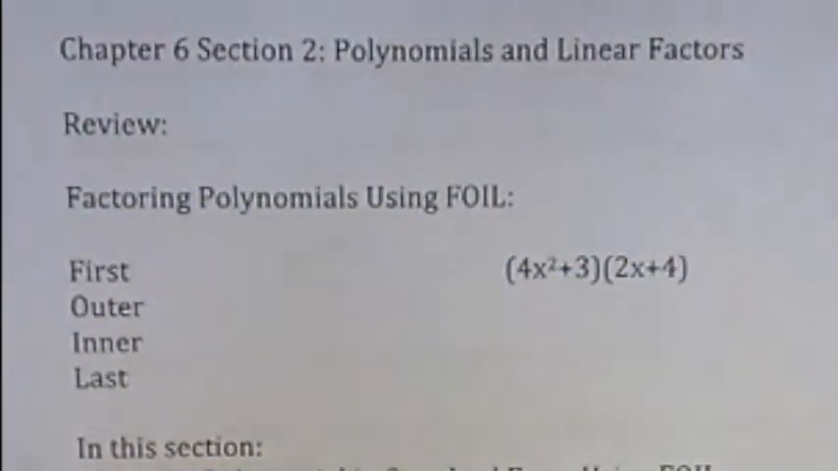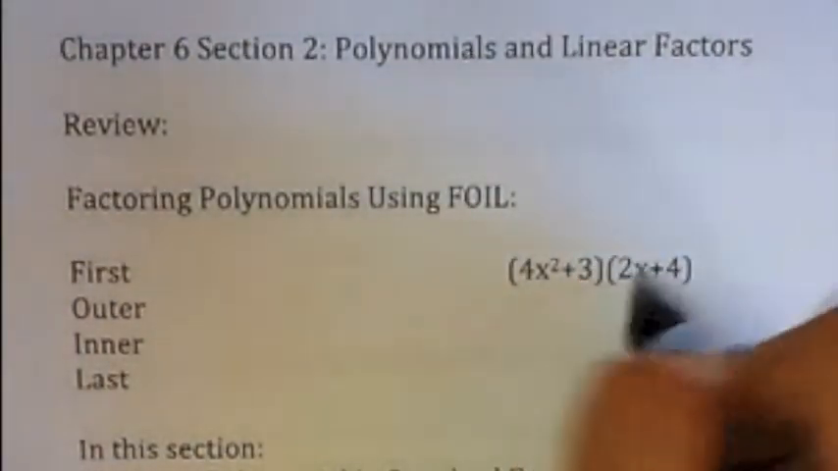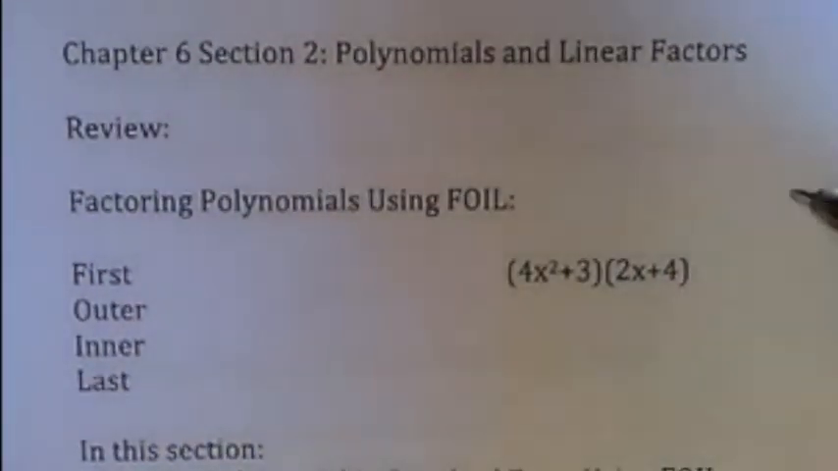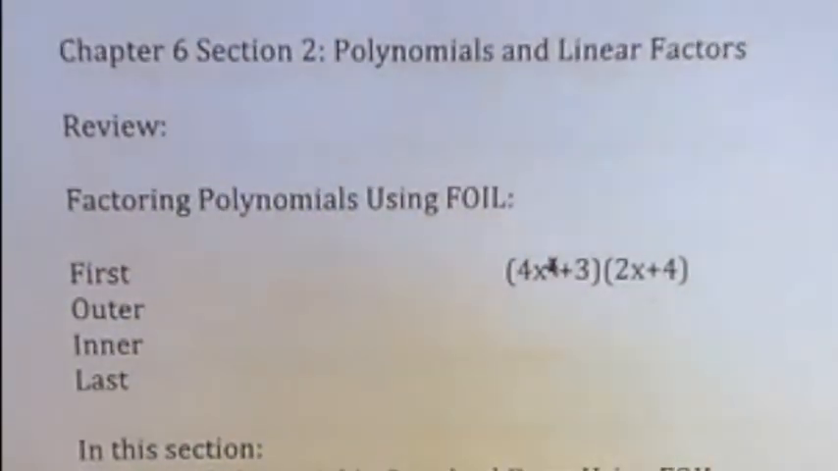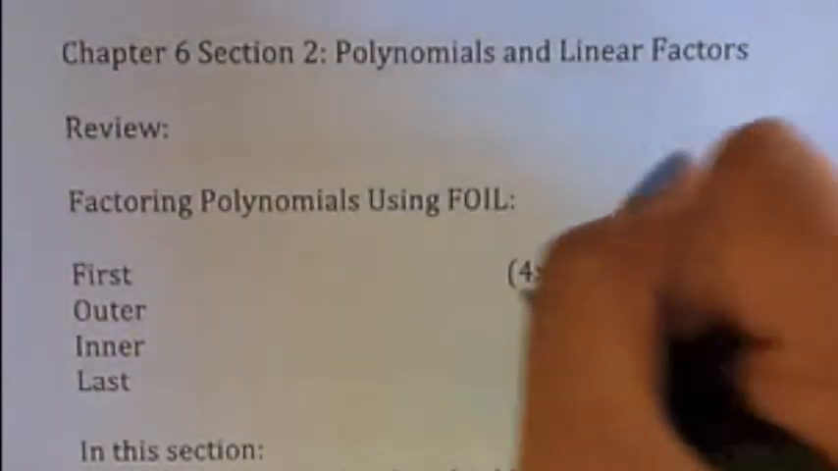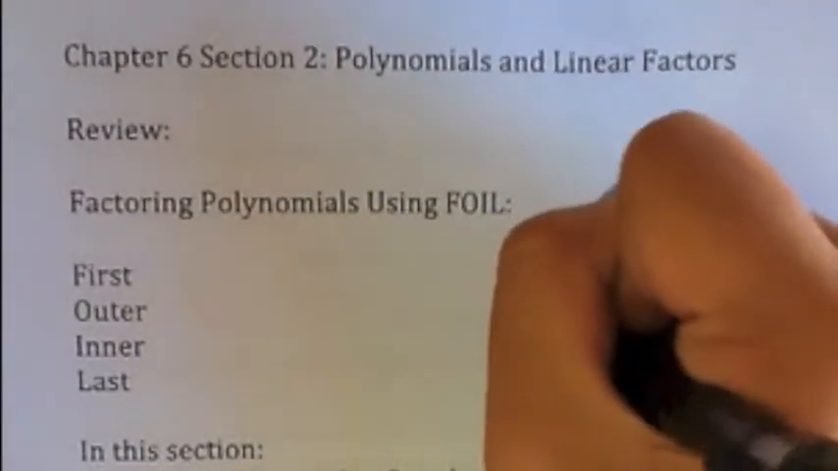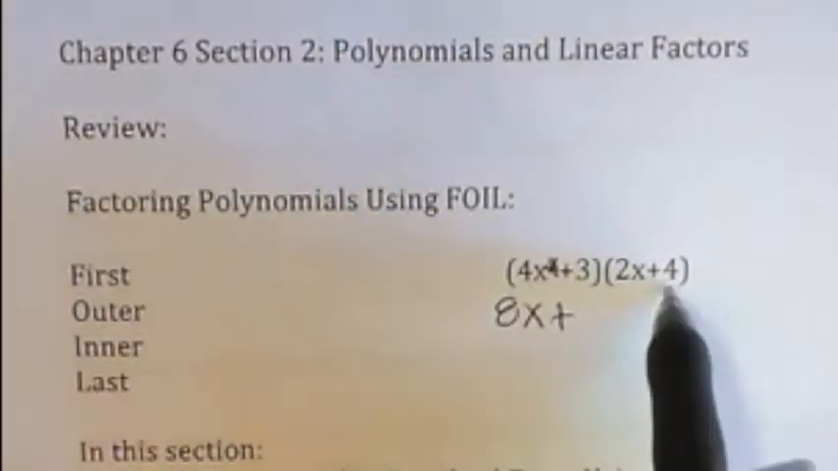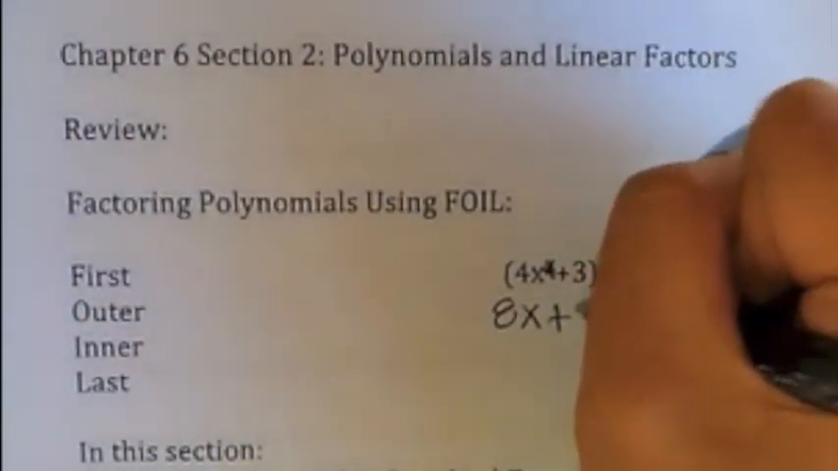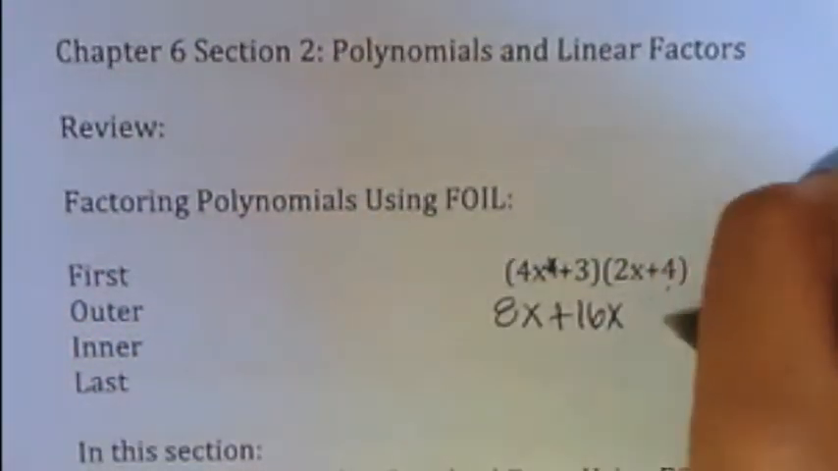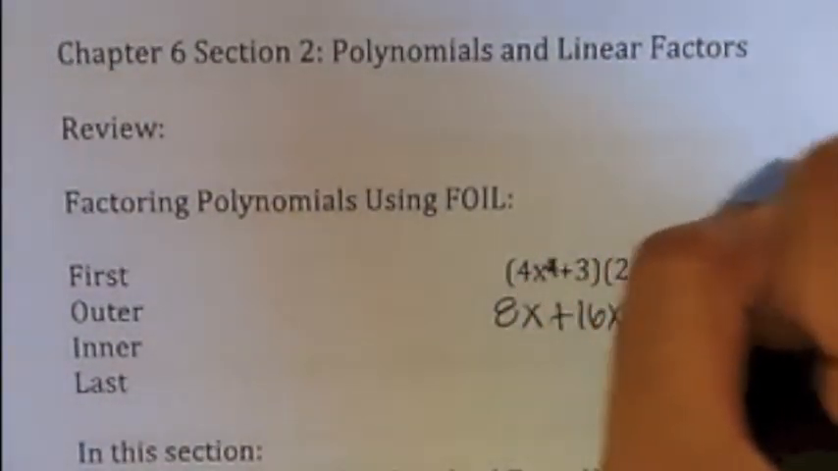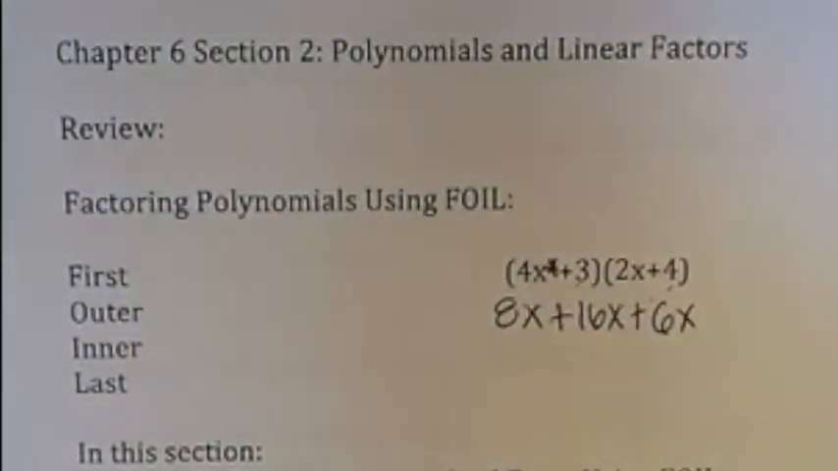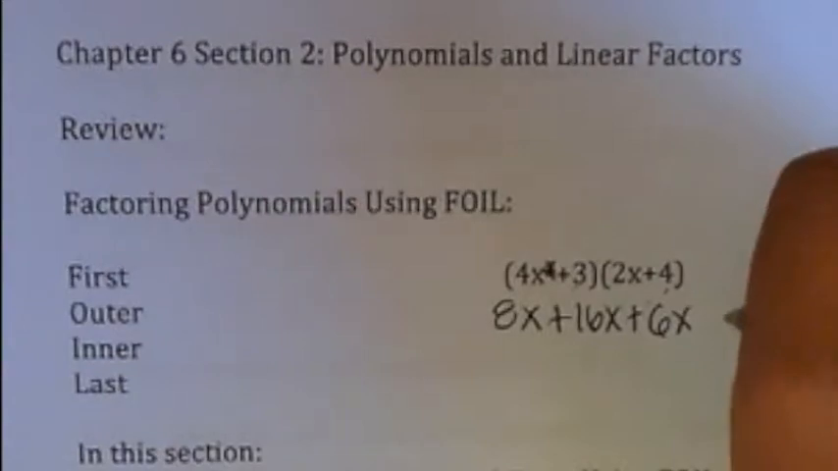terms in your binomials. So you multiply the first terms, so 2x squared, 2x times 4x is 8x squared, plus, and then multiply the outer terms. 4x times 4 is 16x. Inner, plus 2x times 3 is 6x. And the last terms. So it is 4 times 3, which is 12.